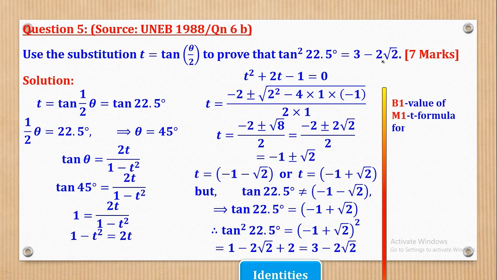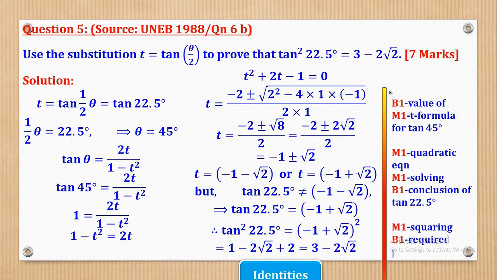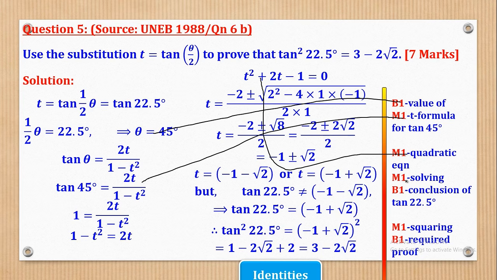Now let's see how much can be awarded. B1 for this value of theta, then M1 for the t formula here, M1 for the quadratic equation, M1 for solving it, B1 for the conclusion, and M1 for squaring, B1 for the required proof.